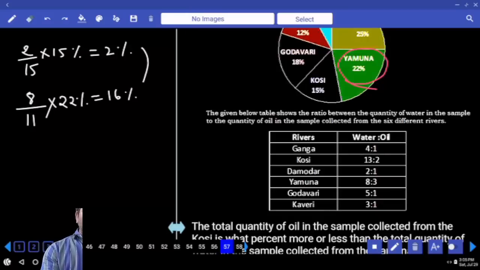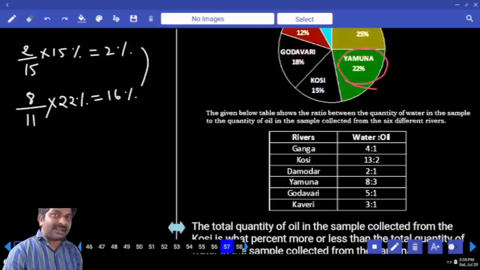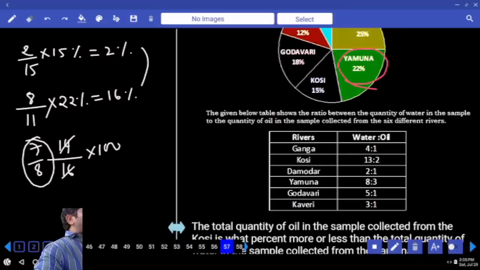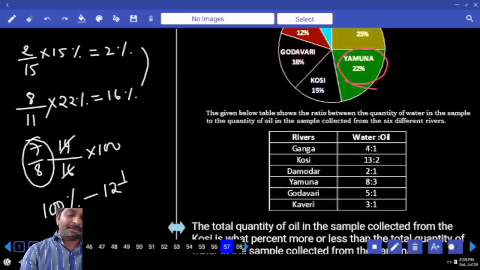Now 2 is what percent more or less than with respect to 16? That's what your question, correct? Is it more or less? Less. How much less? From where? Percentage into 100 only. Simplified form, that is 7 by 8 only. Can I write 7 by 8 as 1 minus 1 by 8? 1 in the sense 100%. 1 by 8 in the sense 12.5%. Answer 87.5%. If you can identify 7 by 8 as 87.5% directly, that's fine.